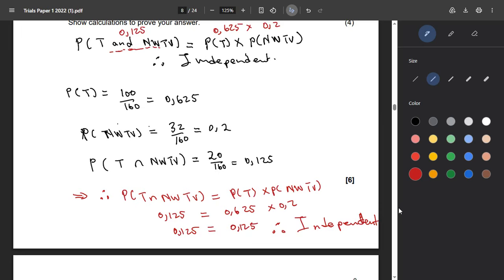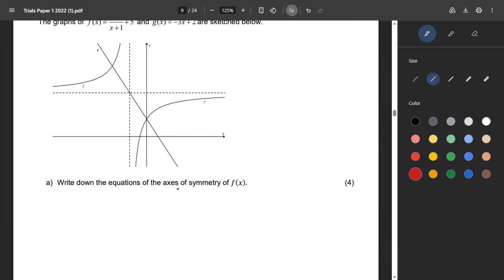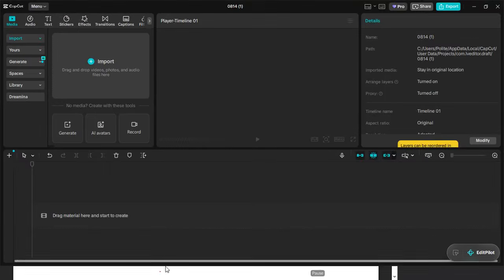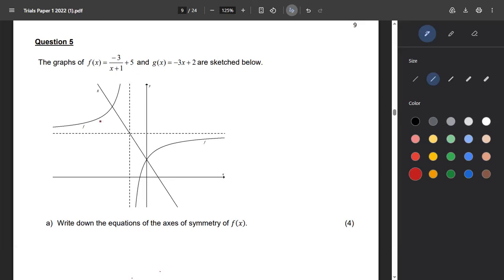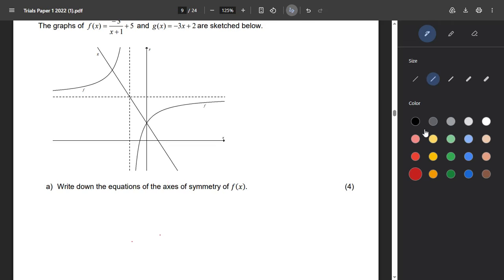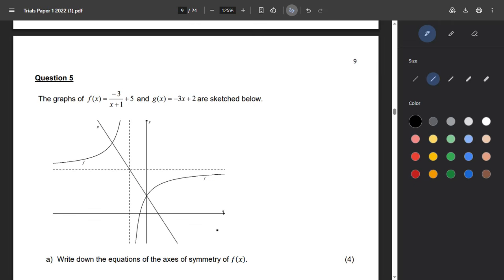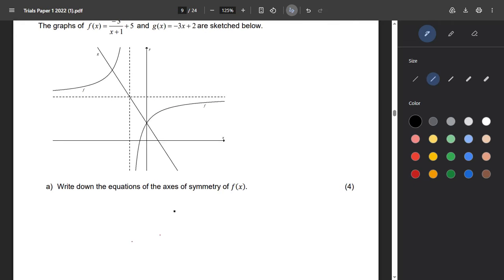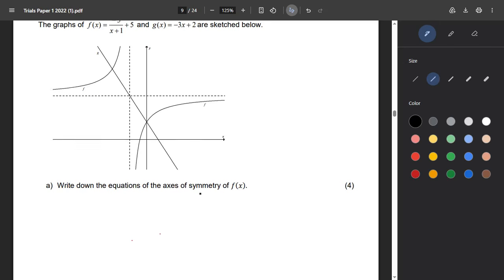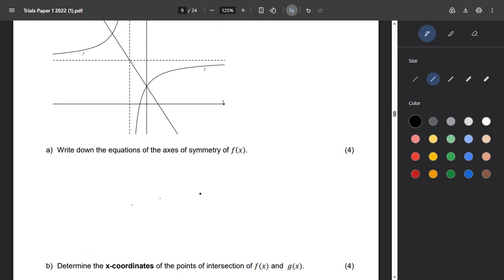The next question has to do with functions. This is question 5. Okay, in this question 5, the first question, you are given a hyperbola and a straight function, and they want you to write down the equation of the axis of symmetry. Oh, you know what I'm going to do? I know that a hyperbola has 2 axes of symmetry, right? The one with a negative gradient and the one with a positive gradient.